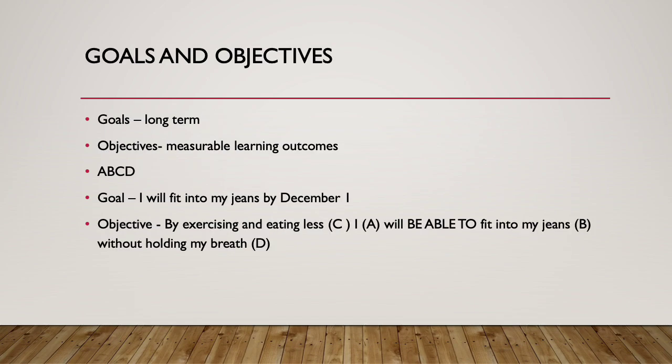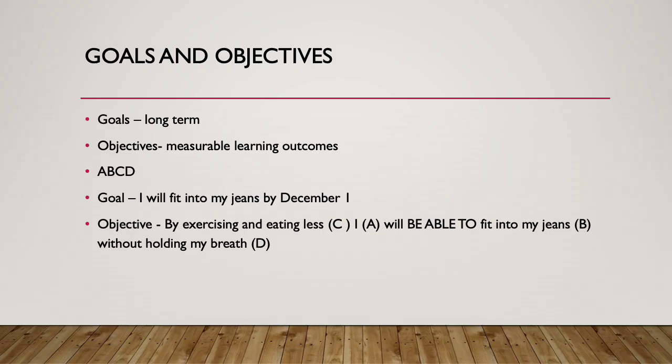A quick recap of goals and objectives. As I said, make sure you look at that content in our module, please. Second tab. Goals, they're long-term. Objectives, they're measurable learning outcomes. They're not the activities that you do during the lesson. They are the outcome of those learning activities. I'd like to use the ABCD: audience, behavior, condition, and degree.